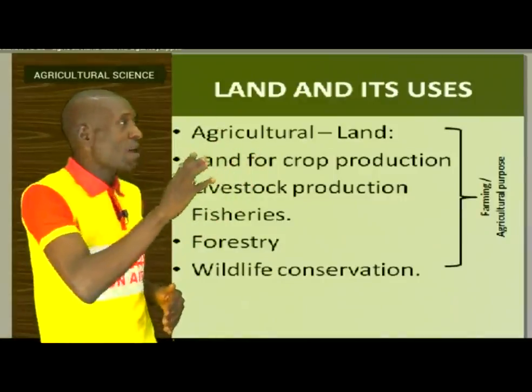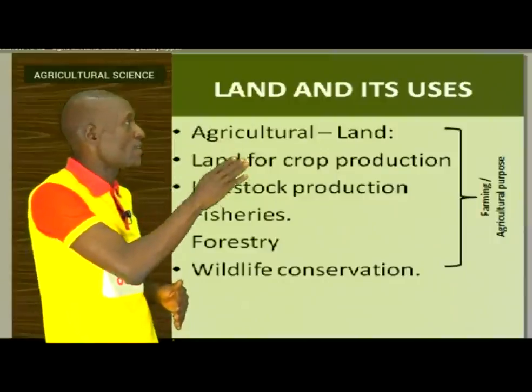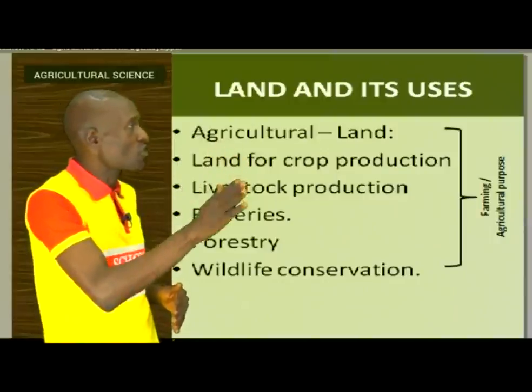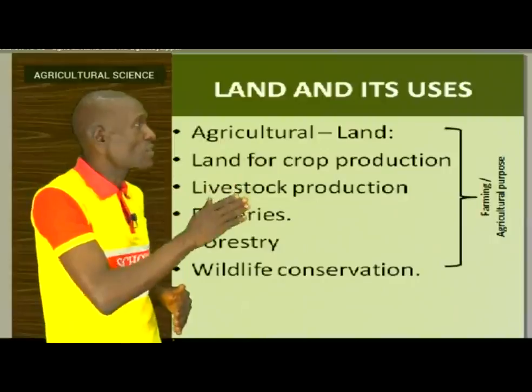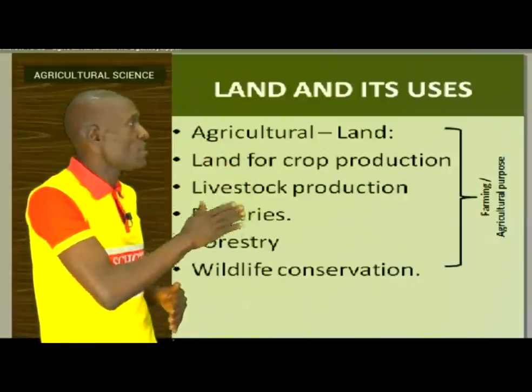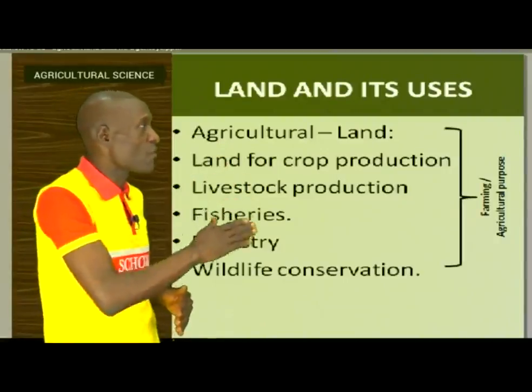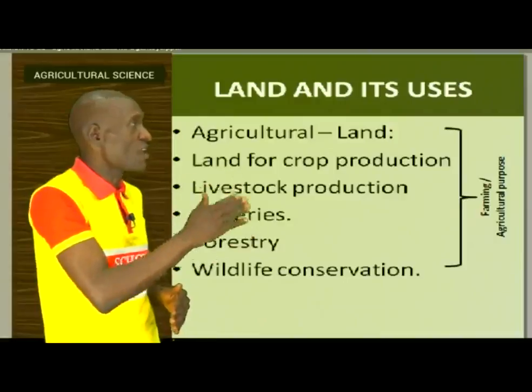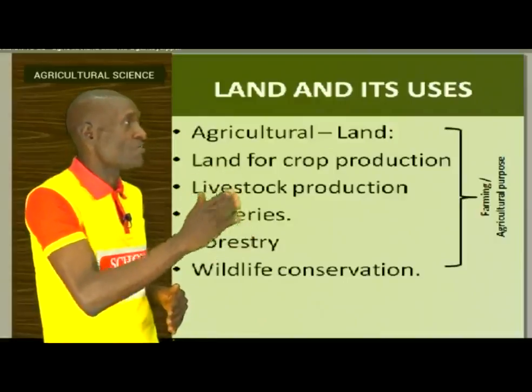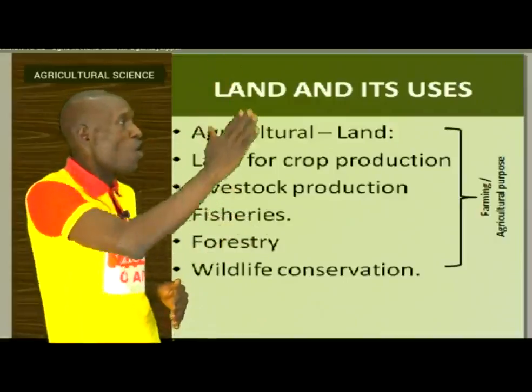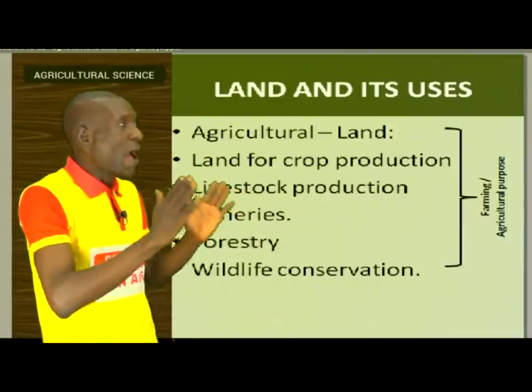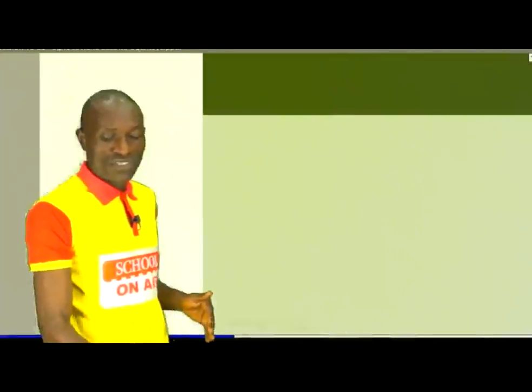Under agricultural land, you have one, land for crop production. Two, you have livestock production, you have land for fisheries, you have land for forestry, and lastly, we have land for wildlife conservation. And all this comes under agricultural purpose.